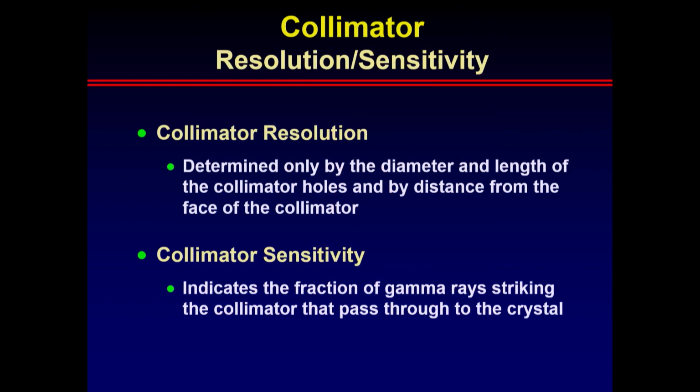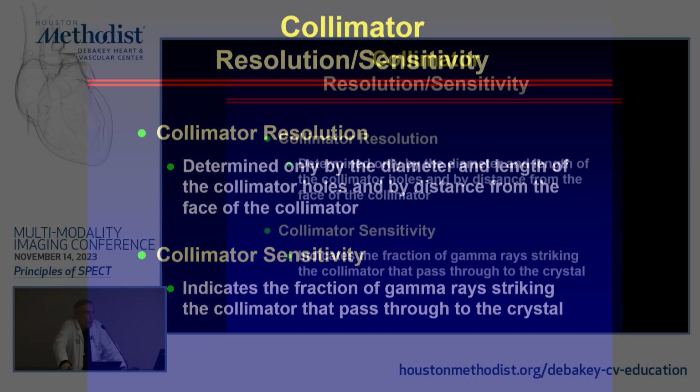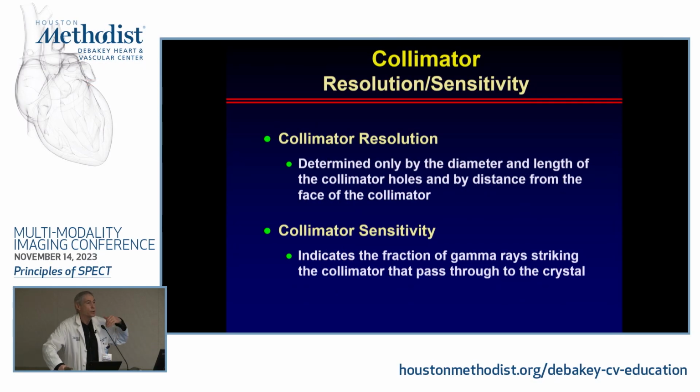Okay, so collimator resolution is determined by several different things. It's determined by the diameter of the holes, of the septi holes, and the length of those septi. And the sensitivity is the inverse. The sensitivity is how many counts actually reach the crystal. So they're inversely related. If you have wide bore holes and you have very short septi, then everything's going to flood through. Okay, and you're going to have very high sensitivity, but your resolution is going to be terrible.